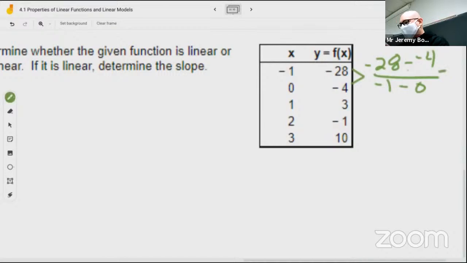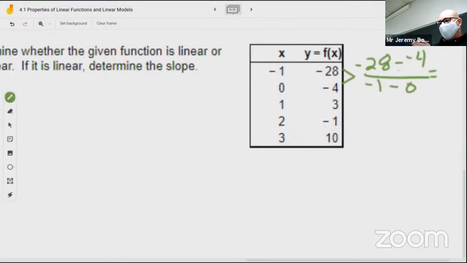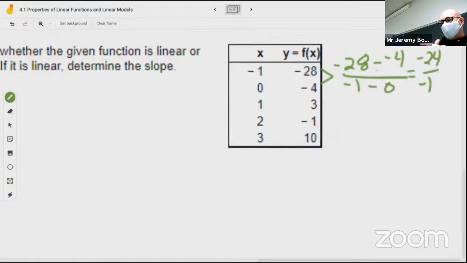And so that's going to equal what? Negative 24 over negative 1, which equals 24. So the slope or the rate of change between those first two values is 24. If we do the next one and it's like 3, we know it's not a linear function. Okay. So let's do the next one.